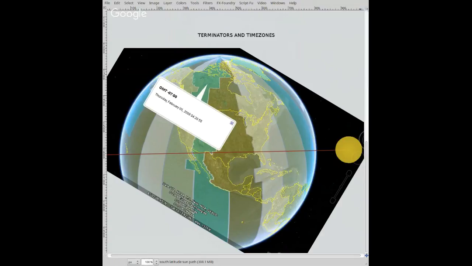Political reasons. They can't change where the light is. Nobody can change where the light is. They can decide whether it's 8 a.m. or 4 p.m. They can call it whatever hour they want. That's what is done politically. These are not political lines. These are light lines, terminator lines.